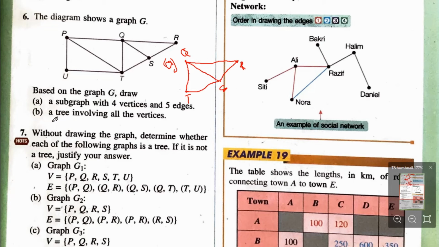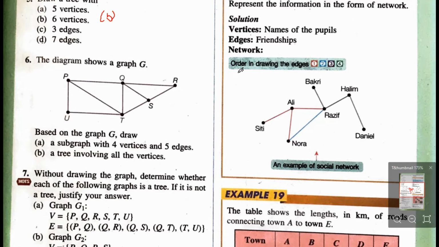B. A tree involving all the vertices. Draw out all the vertices first. So P, Q, R, S, T, U. Okay, so I have a line here. I can connect like this. I have a line connecting P to Q, so I can draw like this. Q to T, Q to S, and Q to R.